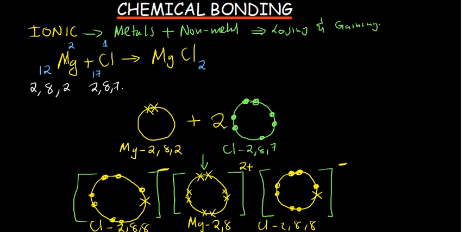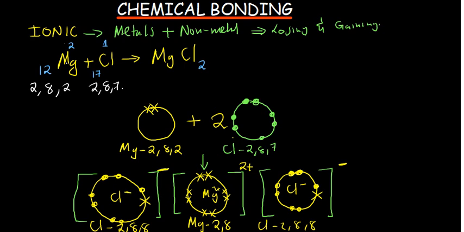This is how you need to show it. If you want, you should put chlorine here, magnesium there, and also chlorine there. But these have charges. So this is magnesium 2 plus, this is chlorine minus, this is chlorine minus. So that is how you show when it comes to ionic bonding.